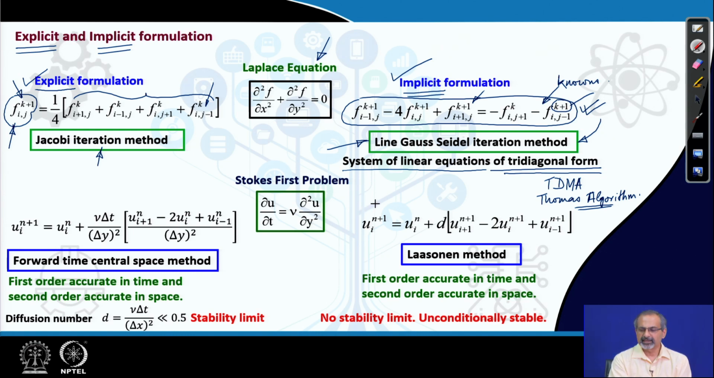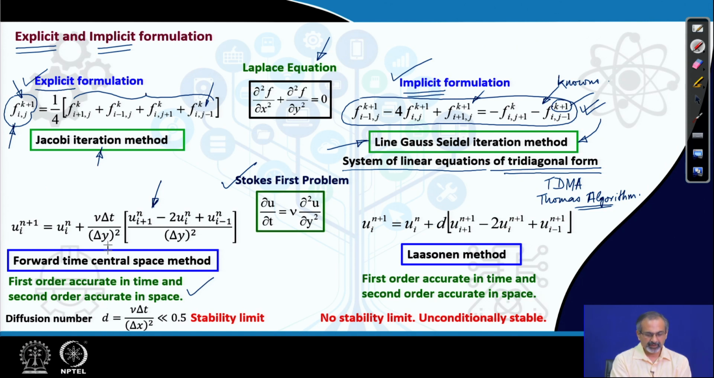So, explicit and implicit formulations look like this for Laplace equation. What happens for Stokes' first problem? This we have already seen, forward time central space. This is a first order accurate in time and second order accurate in space scheme.